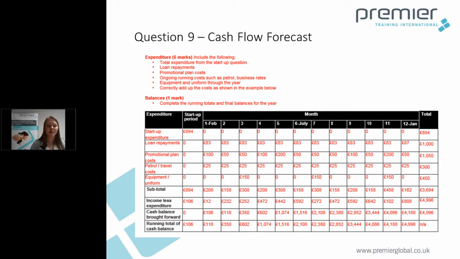The next thing to include on here are the costs from your promotional plan. So question 5, we had to do a 12-month marketing or promotional plan. Each cost should then be added under the correct month headings on here. So if you were to go back and look in this example, you would find in February this person spent £100 on their promotional activities.